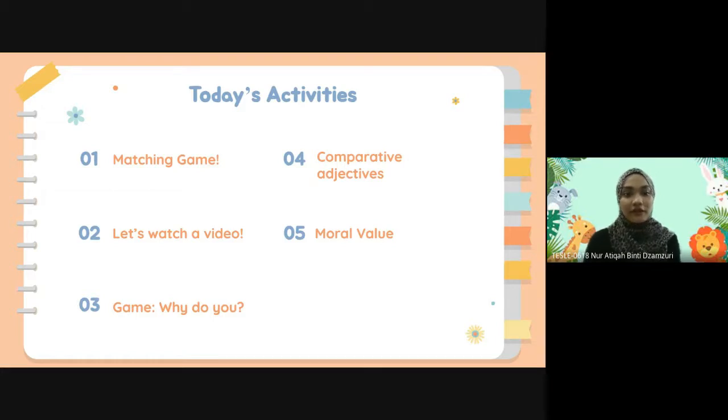We have 5 slots. First one is matching game. Do you know what is the meaning of matching game? There will be pictures and there will be adjective words, and then I want you to match the adjective and the picture. That is the first activity.